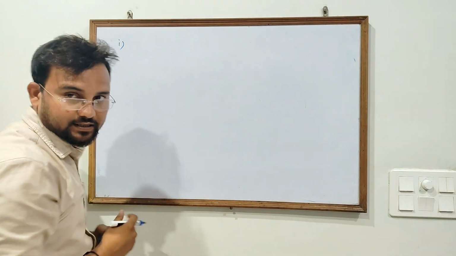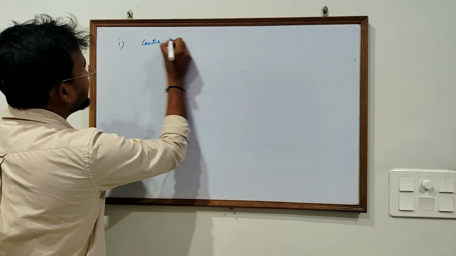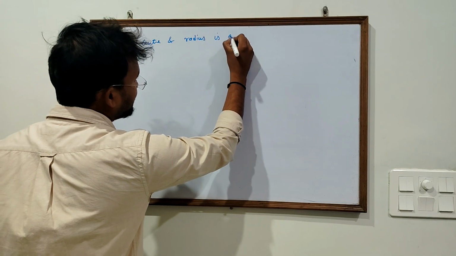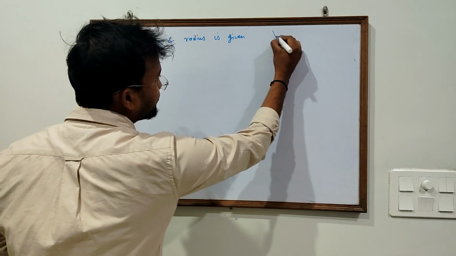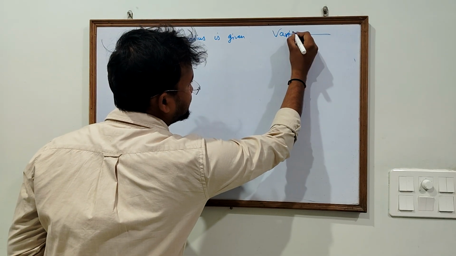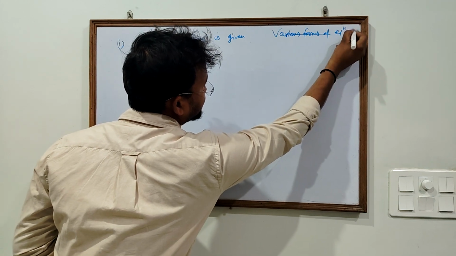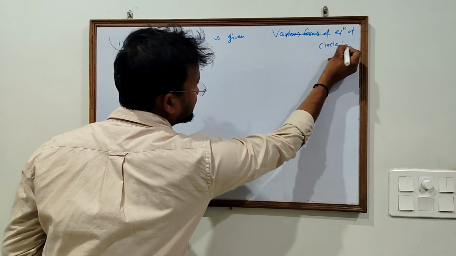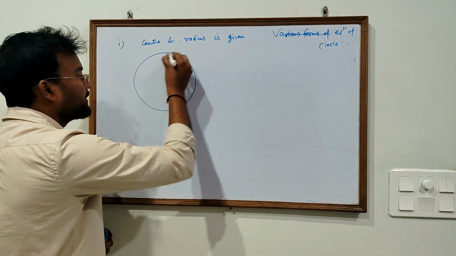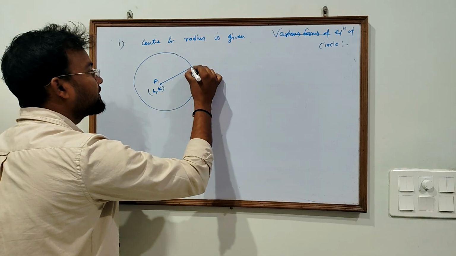So mainly we will discuss 4 points here. First is center and radius is given. What is the first type of various forms of equation of circle? So first is center and radius is given. Bachon, this is a circle. Center is h comma k and the radius r is given.